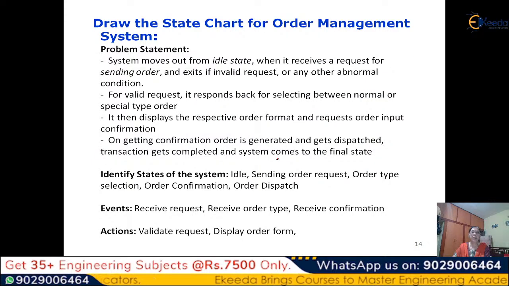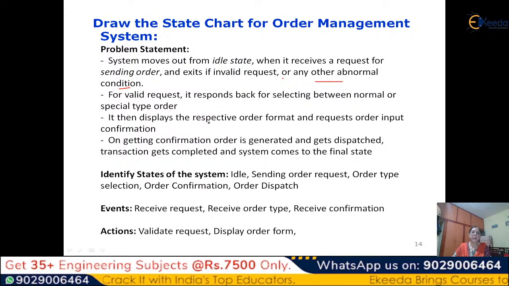So next we can take up the order management system. I think it will be a little easier for all of you because we are all familiar with this. So what is the problem statement? The system will move out from an idle state when it receives a request for sending an order, and exits if there is an invalid request or any other abnormal condition. For a valid request, it responds back for selecting between normal and special type of order.